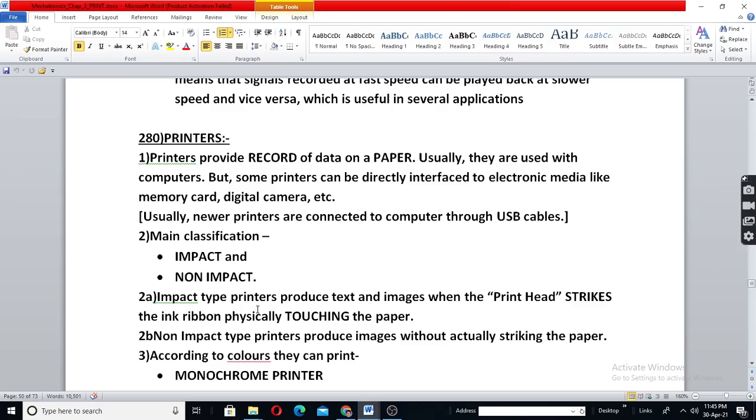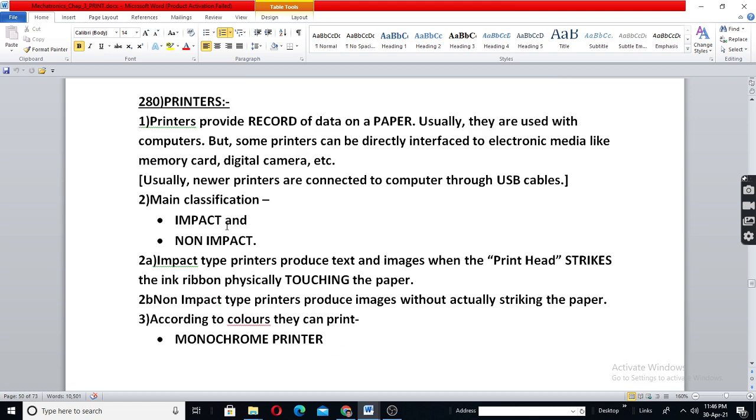Class 176 Printers. Printers provide a record of data on paper. They are usually used with computers, but some printers are directly connected to, say, a digital camera or a memory card. They can print directly, receiving data from the digital camera, with no need of computers. But usually printers get data from computers.